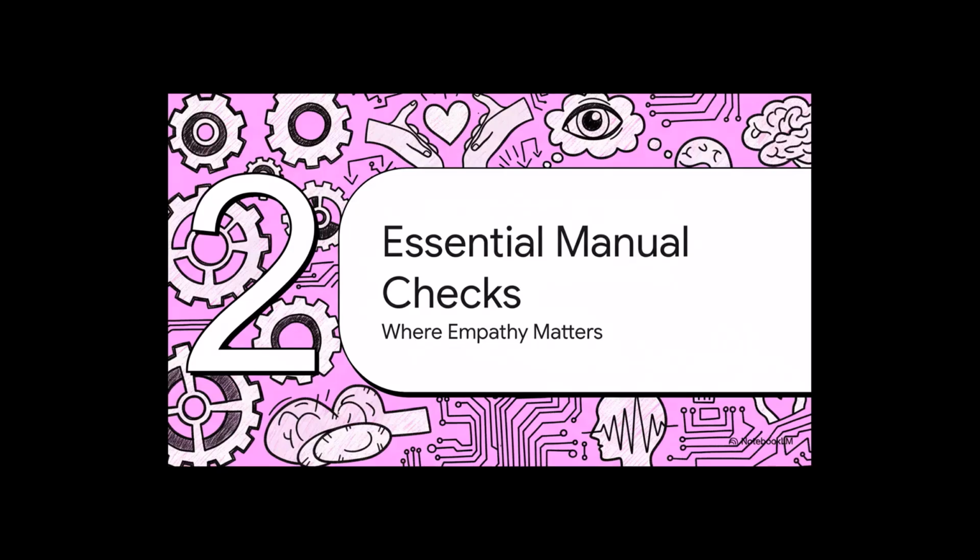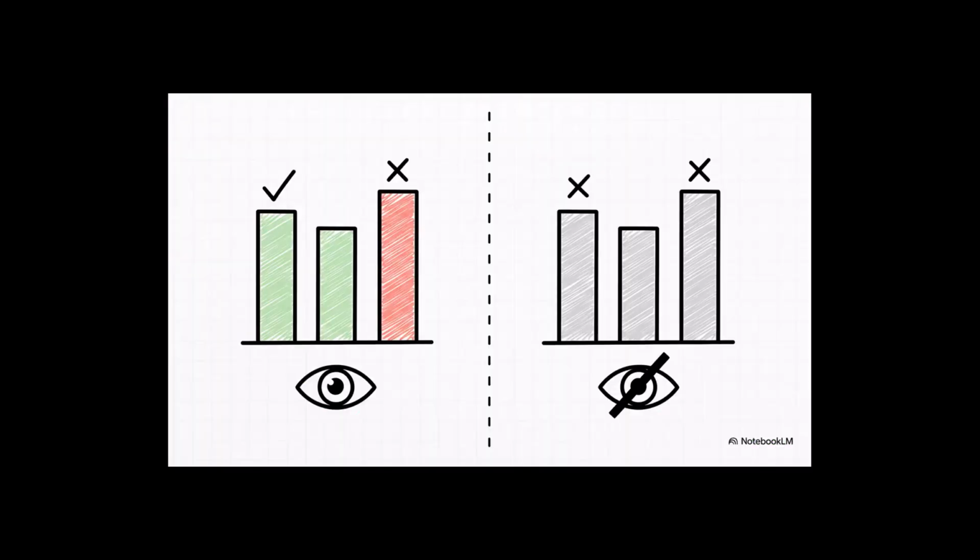Okay, so the automated checker got us started. It found the low-hanging fruit, but now it's time for the manual checks. This is where the technology has to take a back seat, and where our own human empathy really becomes the most important tool we have. A perfect example of this is color. So imagine you've got this great chart, and you use green to show good numbers and red to show bad numbers. To you, it looks crystal clear, but to someone who's colorblind, all that meaning is completely lost. You've got to have another way to show it, like an icon or a label or something.